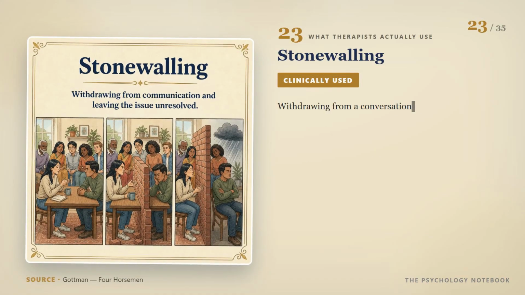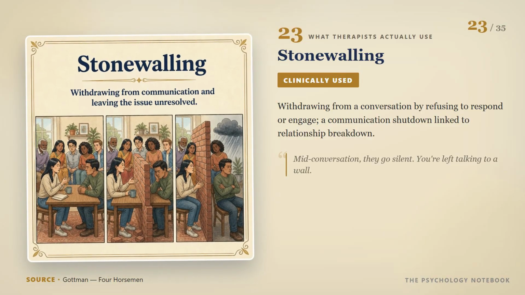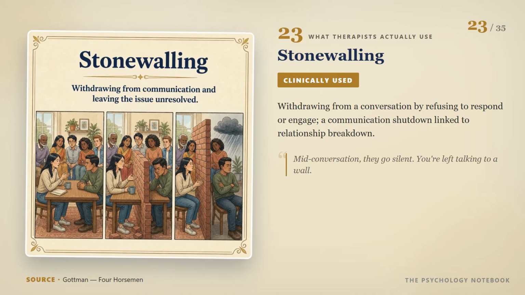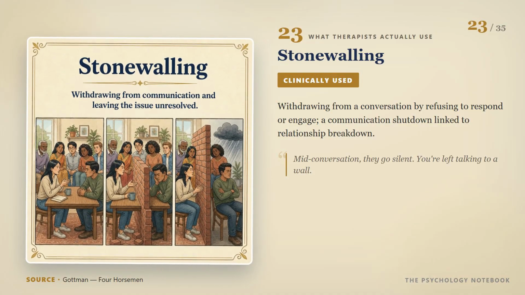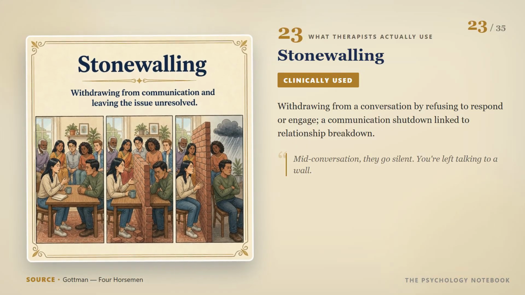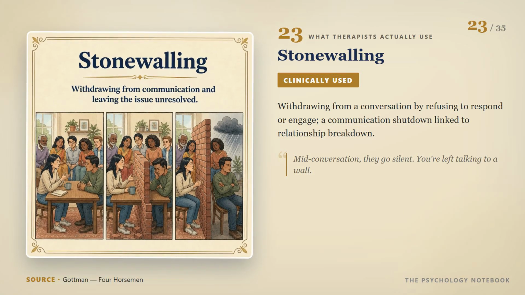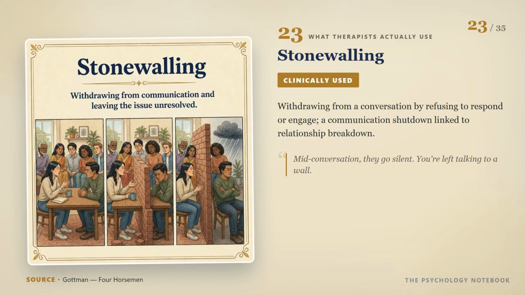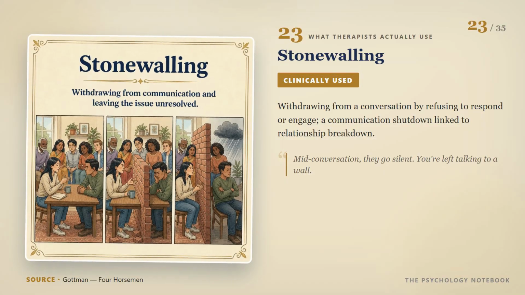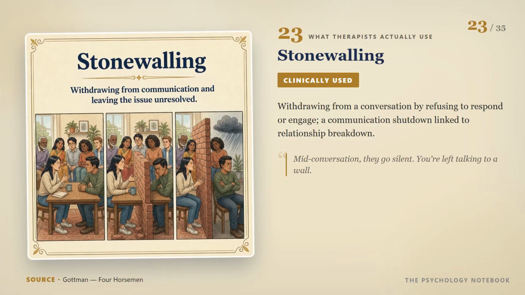23. Stonewalling. Number 23 is stonewalling. Stonewalling means withdrawing from a conversation and shutting down communication. You may be discussing something important when the other person stops responding. No answer, no engagement, nothing. But it is not always calculated manipulation. Some people shut down because they feel overwhelmed. The question is whether they return to repair the conversation or repeatedly use silence to punish, control, or avoid accountability.